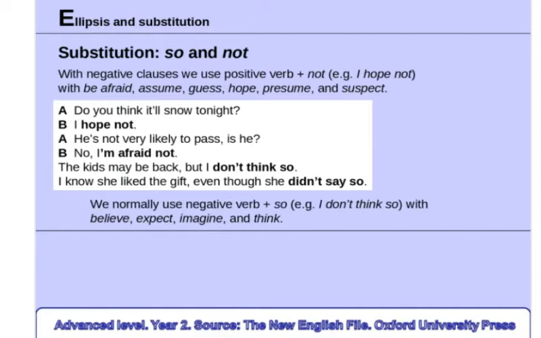With negative clauses, we use a positive verb plus not. Example: I hope not, with be afraid, assume, guess, hope, presume, and suspect. Do you think it will snow tonight? I hope not. He's not very likely to pass, is he? I'm afraid not. The kids may be back, but I don't think so. I know she would like to go, even though she didn't say so. We normally use a negative verb plus so, I don't think so, with believe, expect, imagine, and think.